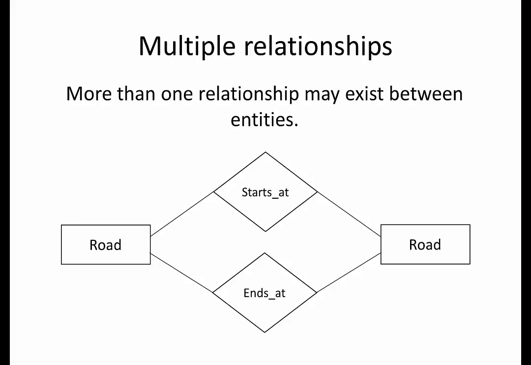Entities can have more than one relationship between them. So here we've got a road entity. Oh, that's not a road. Sorry, that should be town. The one on the right should be town, or city. Sorry about that, that's an error. So a road starts at a town or city, and ends at a town or city. Chances are the road is going to be a different town and city at the start and the end, but you never know. It could be a little loop road or something like that. So you can have multiple relationships.